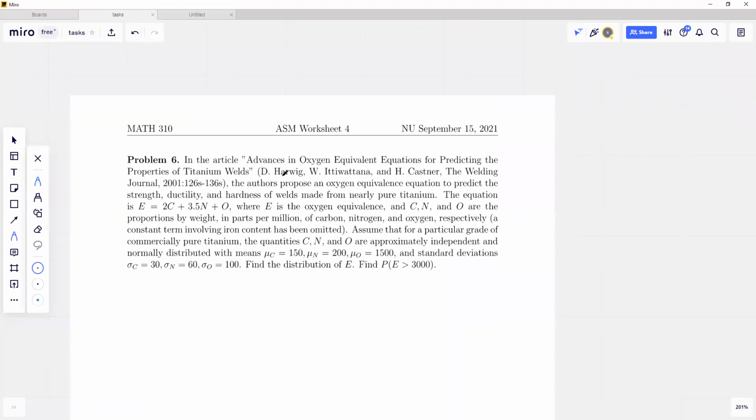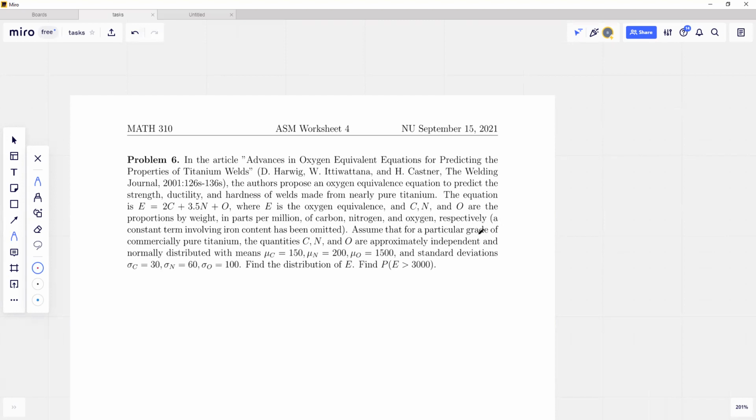In the article, "Advances in oxygen equivalent equations for predicting the properties of titanium welds," the authors propose an oxygen equivalence equation to predict the strength, ductility, and hardness of welds made from nearly pure titanium. The equation is E equals 2C plus 3.5N plus O, where E is oxygen equivalence and C, N, and O are proportions by weight in parts per million.